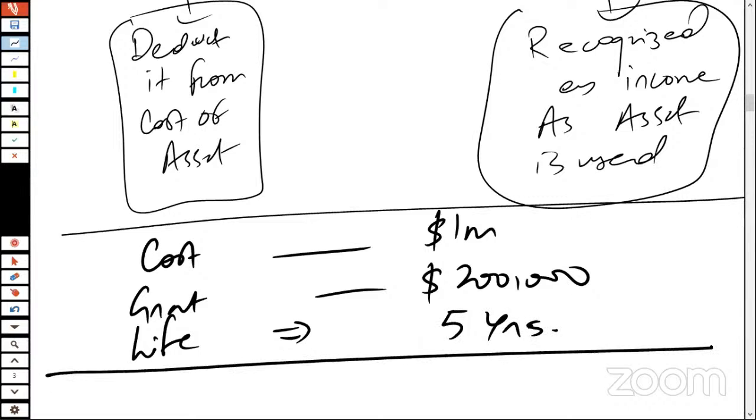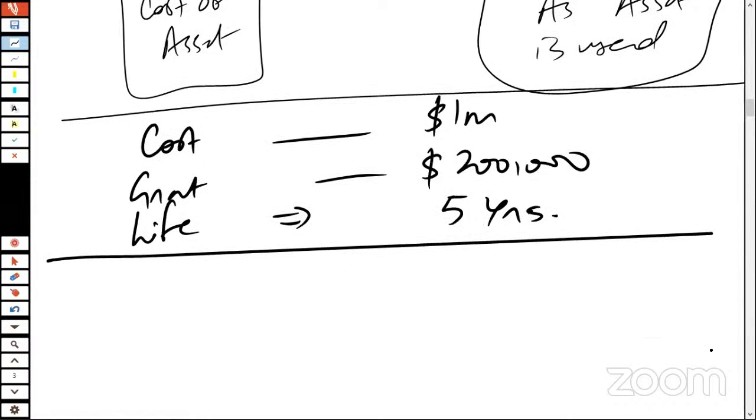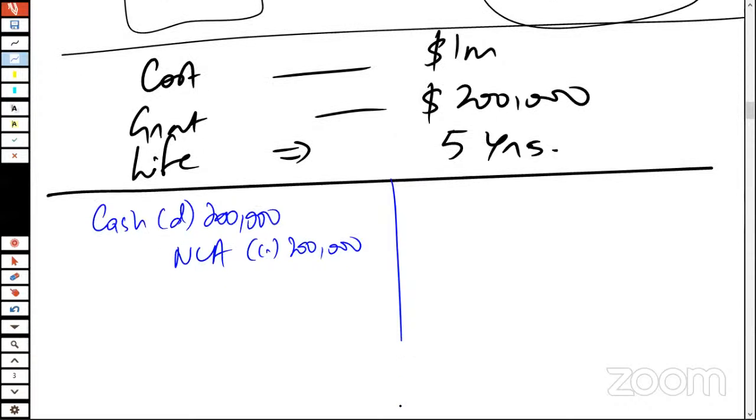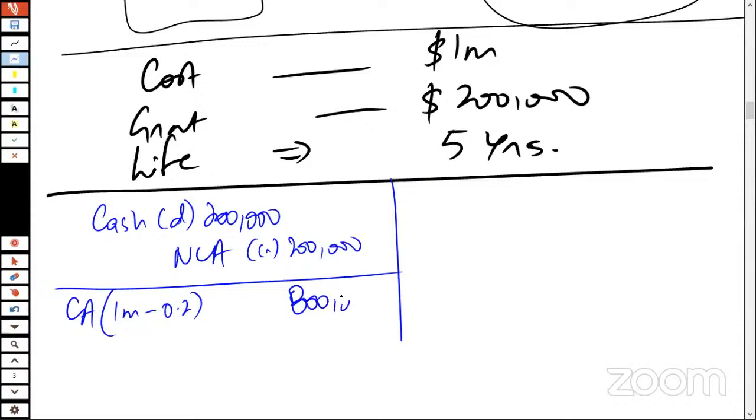Now, how exactly am I going to be accounting for this grant? One of the ways of doing it is that you would say cash is going to be debited by 200,000 and the non-current asset is going to be credited by 200,000. Subsequently, the remaining net book value of the asset is 1 million less 0.2 million, which gives you 800,000. That is going to be the remaining carrying amount of the asset.